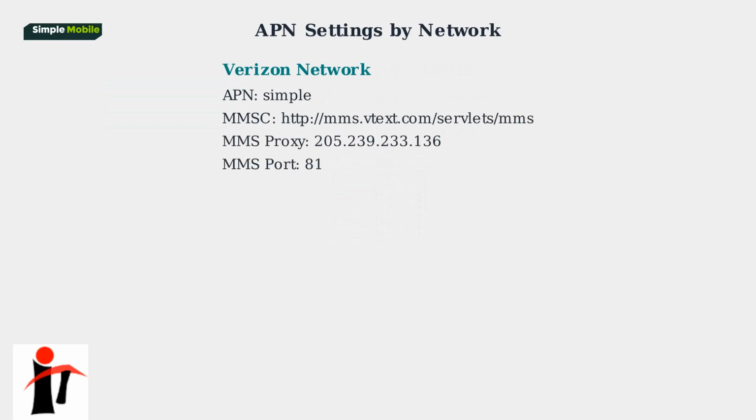Here are the APN settings for each network. For Verizon, APN equals simple, MMSC equals mms.text.com/servlets/MMS, MMS proxy equals 205.239.233.136, MMS port equals 81.